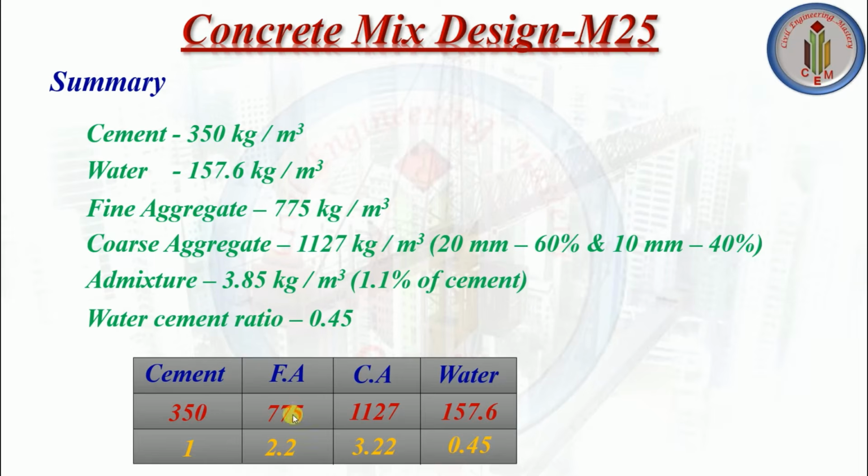Let's look into the ratio. Cement is 350, fine aggregate is 775, coarse aggregate is 1127, water is 157.6. Cement is 1, fine aggregate is 775 divided by 350, that is 2.2. Coarse aggregate is 1127 divided by 350, that is 3.22. Water cement ratio is 157.6 divided by 350, that is 0.45. So this is the mix ratio for M25 grade of concrete. Friends, in this way you have to do the mix design calculation for M25 grade of concrete.